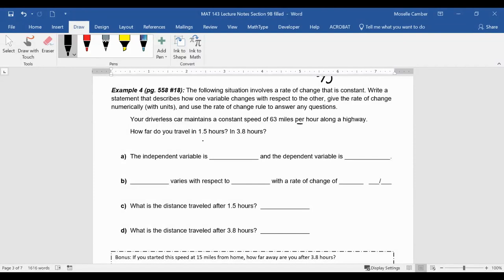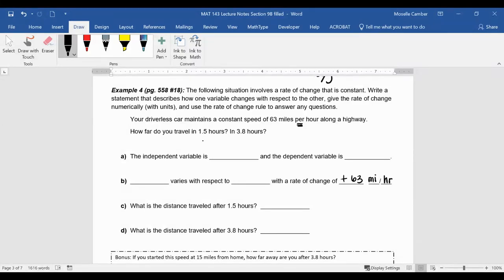So here we see the word per, and that tells us that we're looking at the rate. So we have speed of 63 miles per hour along a highway. So in this case, because we're not saying we're like going in reverse, we're just going forward, the rate of change is going to be a positive 63 miles per hour. And we're going to use that to help us figure out what our variables are.